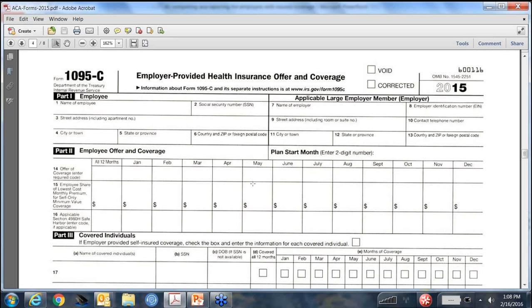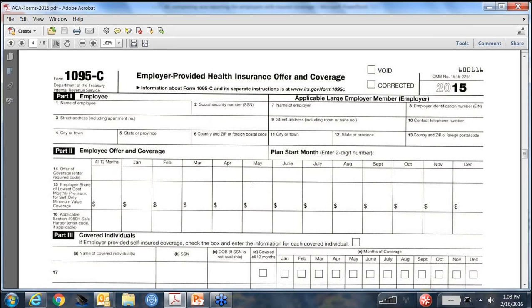So generally, it's employees. It's full-time employees, as I indicated before. So if you look at Part 1, look at employee, the individual employee will get a 1095-C. You have to put their name, social security number, street address, and then on the right side is you, the applicable large employer. Now, if you are a company that has a number of different EIN numbers, the entity that actually employs them, their EIN will go on the applicable large employer.